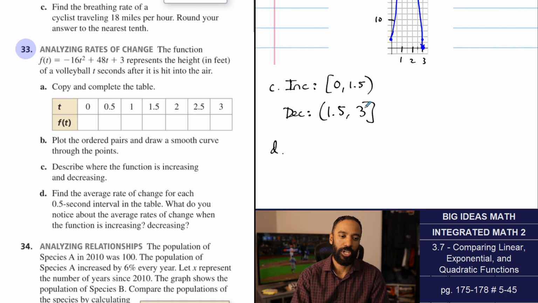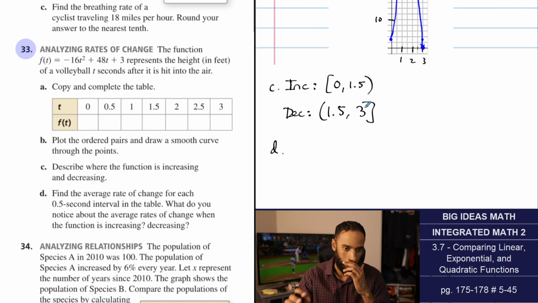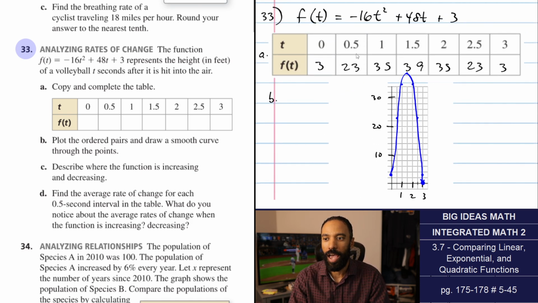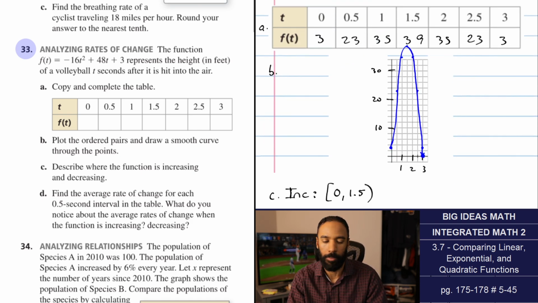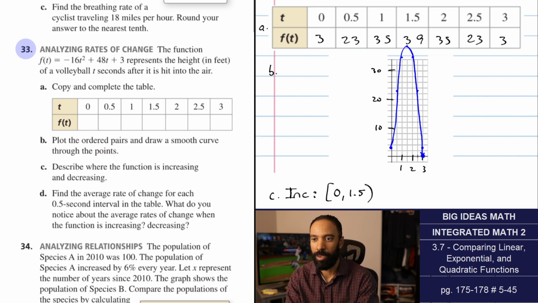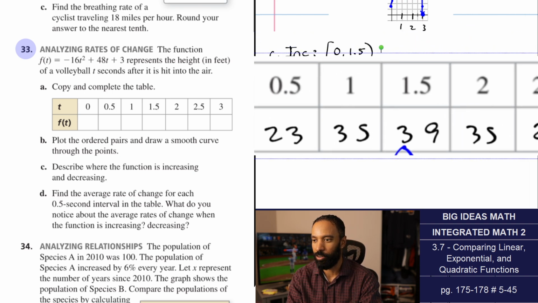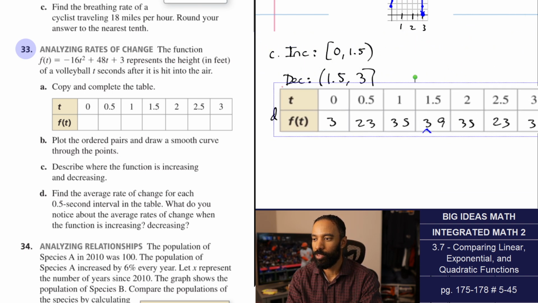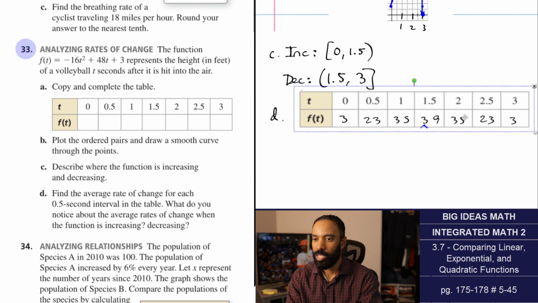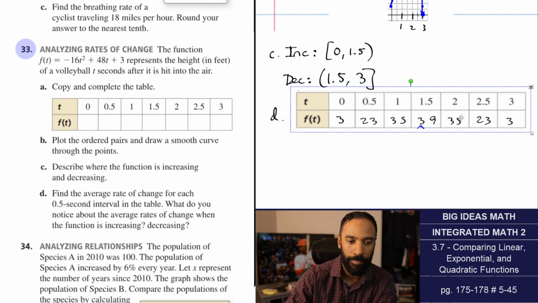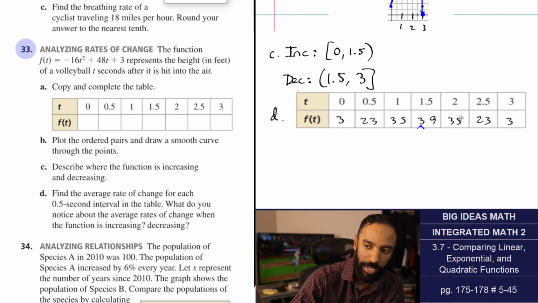Part D. Find the average rate of change for each 0.5 second interval in the table. What do you notice about the average rates of change when the function's increasing and decreasing? So for average rates of change, I'll just copy and paste this table one more time. Now that I have my values, we're just finding the slopes between these values. You're going to have a little bit of that curve in there. That's okay.